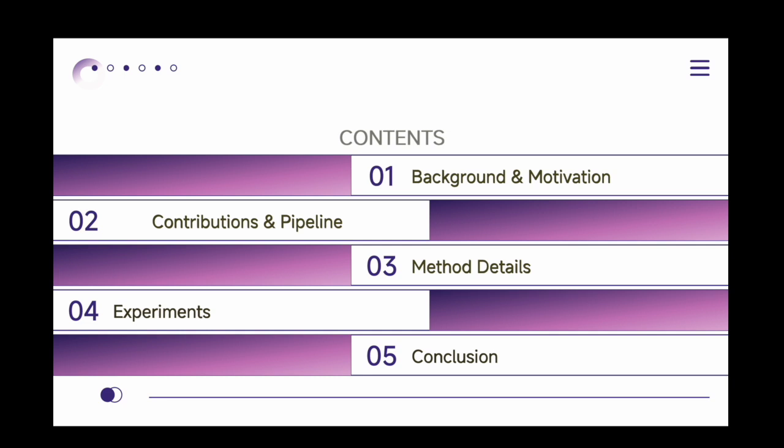I'll begin by setting the stage with some background on camouflaged object detection and the limitations we identified in prior work. Then, I'll detail the core contributions of our paper. After that, I'll dive into the specifics of our methodology, explaining how our ESCNet works. We'll then look at the extensive experiments we conducted to validate our approach. And finally, I'll summarize our findings.